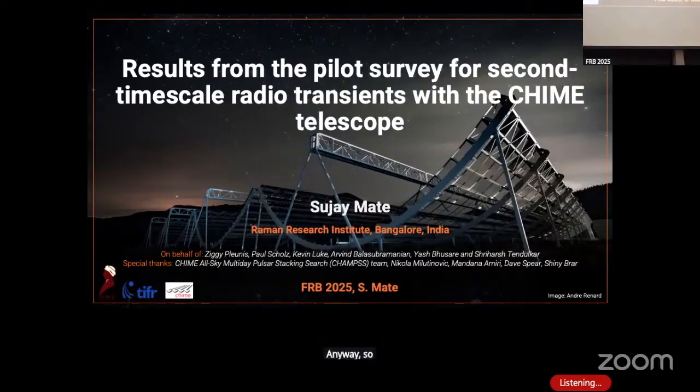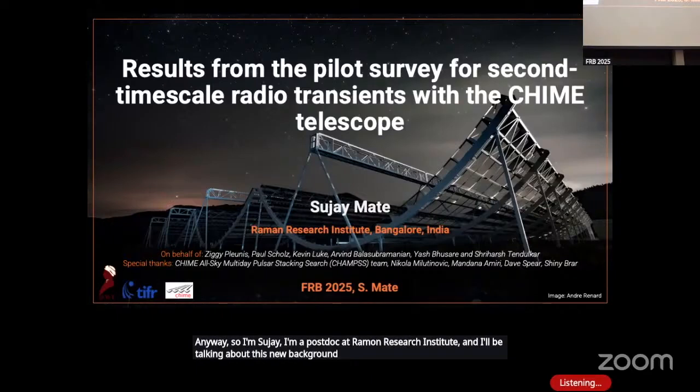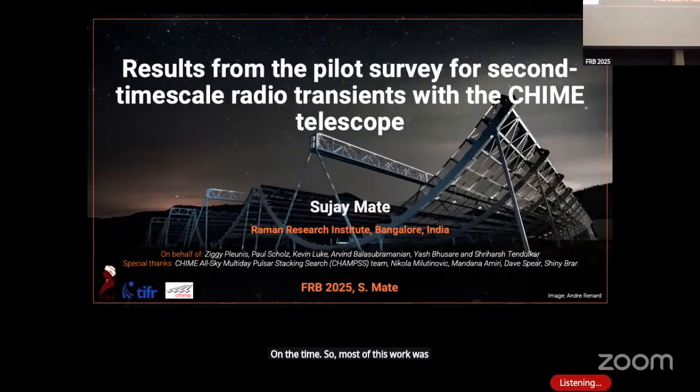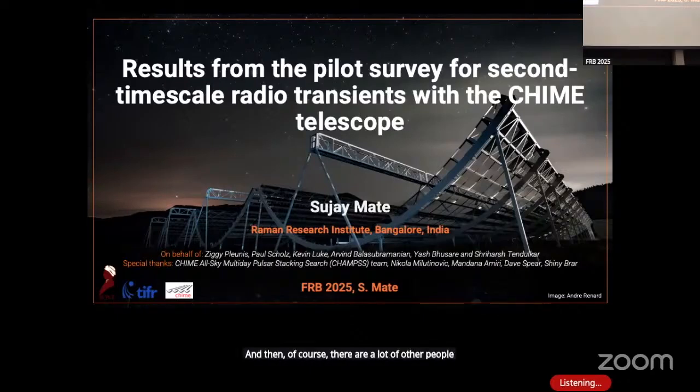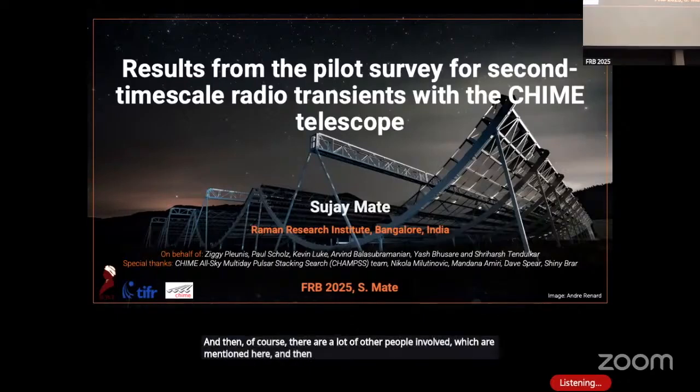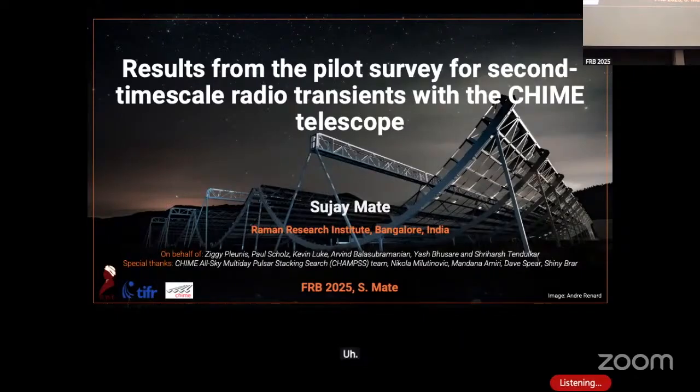I'm a postdoc at Raman Research Institute, and I'll be talking about this new backend which we're working on for CHIME. Most of this work was also done in my previous position at TIFR, and it was Sriharsh's idea mostly. Of course, there are a lot of other people involved, who are mentioned here, and also a lot of other people from the CHIME collaboration. So I would like to thank them, a lot of effort has gone in over the last few years.